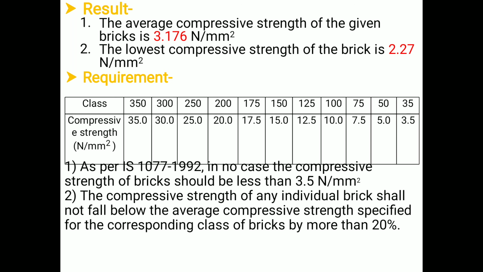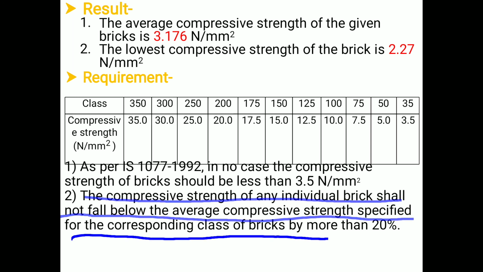The second requirement is that the compressive strength of any individual brick shall not fall below the average compressive strength specified for the corresponding class of the brick by more than 20%. So the compressive strength of any individual brick shall not fall below the average compressive strength by more than 20%.